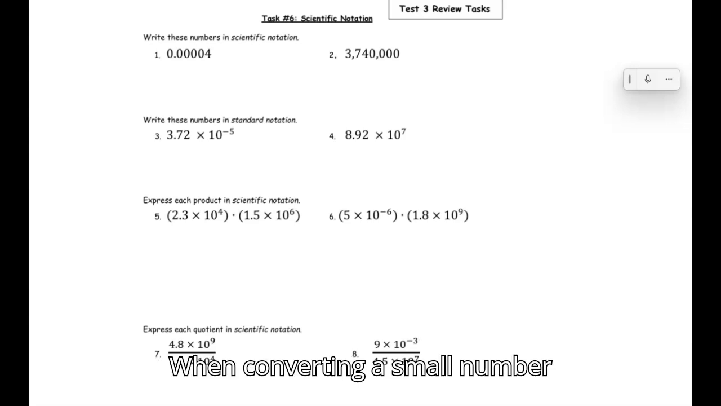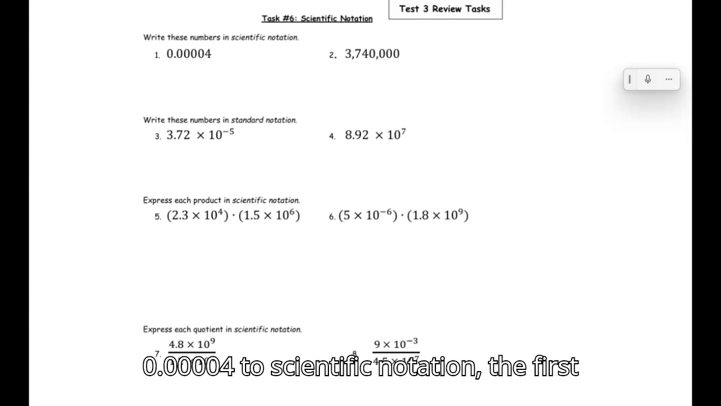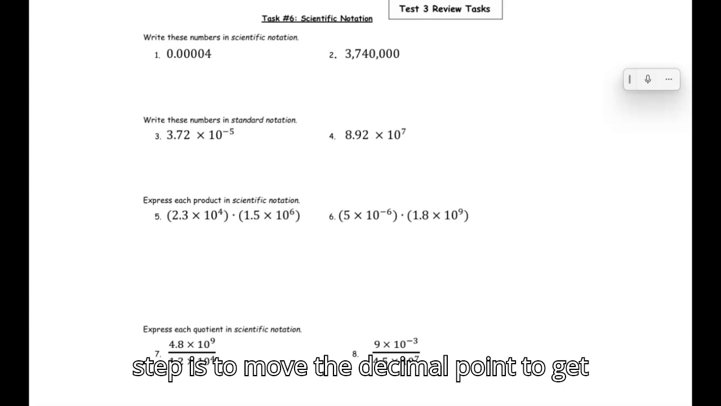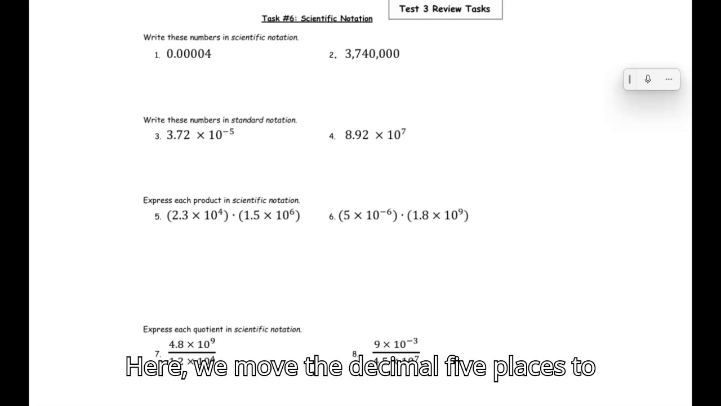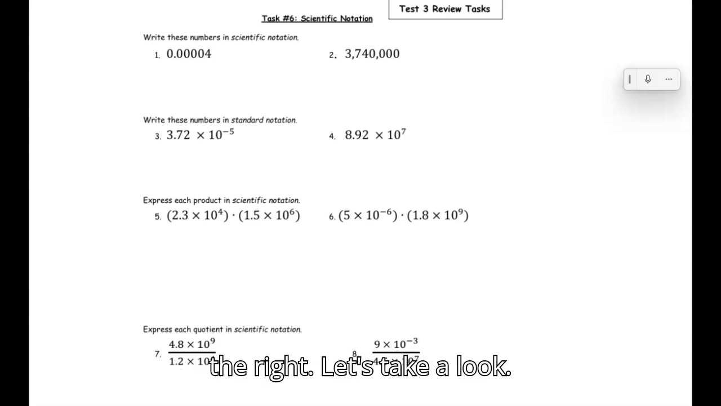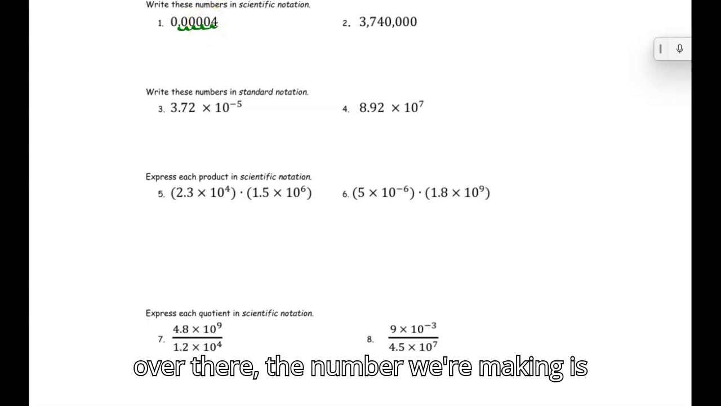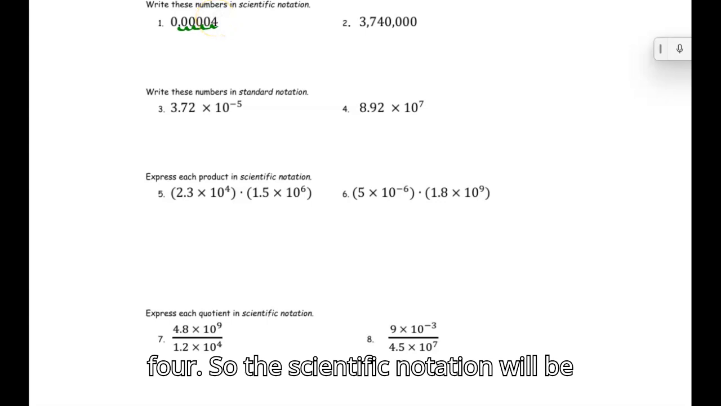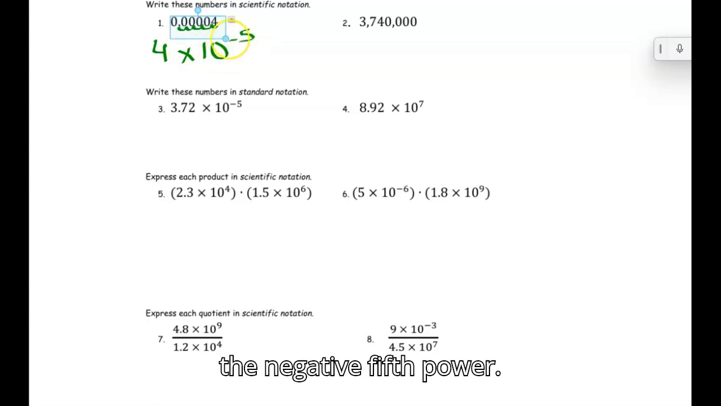When converting a small number like 0.00004 to scientific notation, the first step is to move the decimal point to get a number between 1 and 10. Here, we move the decimal 5 places to the right. Let's take a look. 1, 2, 3, 4, 5. Once I move it over there, the number we're making is 4. So the scientific notation would be 4 times 10 to the negative 5th power.